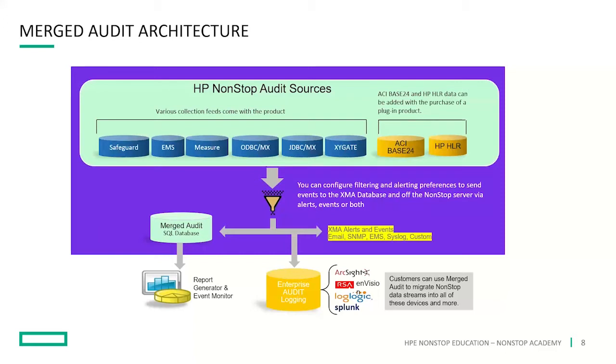The product actually comes with a license for SQL/MP and a license for Pathway. Those licenses are only usable by Merged Audit. You can't run your own Pathway application. You cannot run your own SQL database unless you have a license for both of those products separate from Merged Audit. You can also install as many copies of Merged Audit as you wish. If you want to have a production version and a test version, you can. If you want every one of your users to have their own instance of Merged Audit on the host, you are more than welcome to do that. There is no limit to how many times you can install Merged Audit. It's completely up to you.